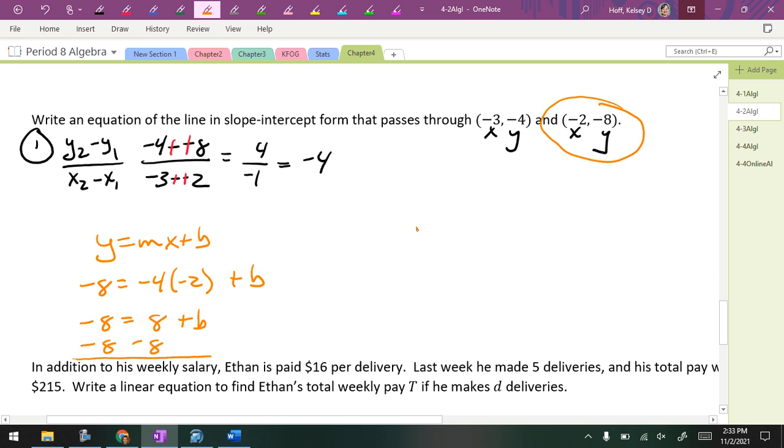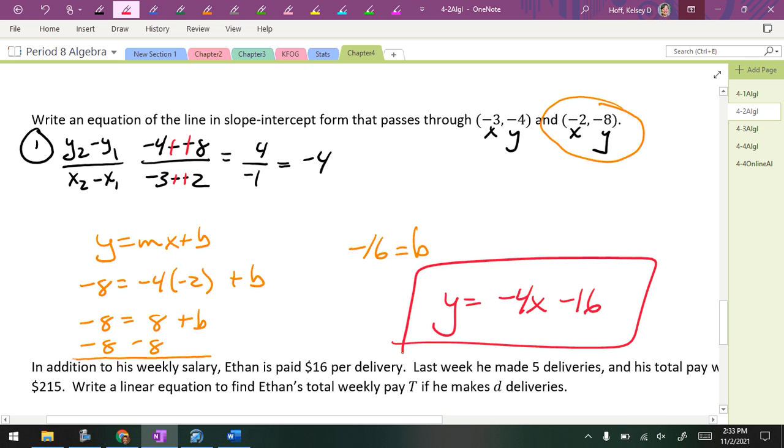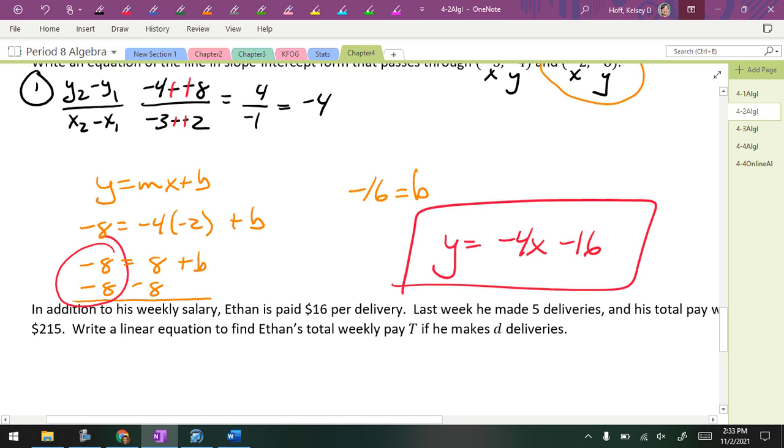Did I get you? No. What's your y-intercept? Negative 16. Y equals negative 4x minus 16. Did anybody plug in (-3, -4)? Got the same thing? Okay, so proof, it doesn't really matter. I was wondering if I got you. A lot of people get cancel happy and they go and cancel the negative 8 and the negative 8. That's why I say, did I get you?